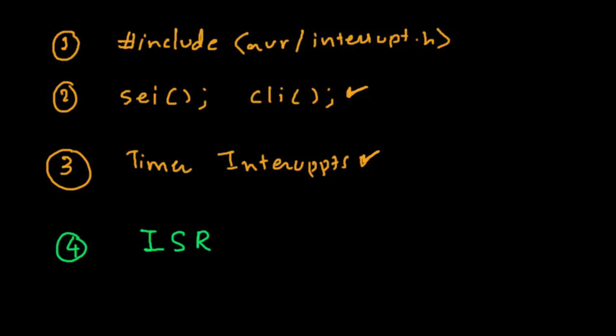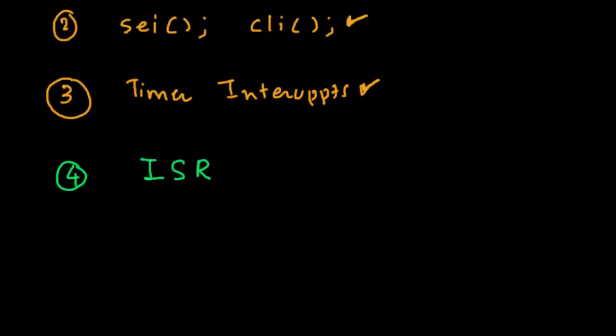Now to do that, with the help of timers, we would generate a delay of 100 milliseconds, and with that delay we would blink an LED, and this particular LED is on port D, pin 4. So port D4.